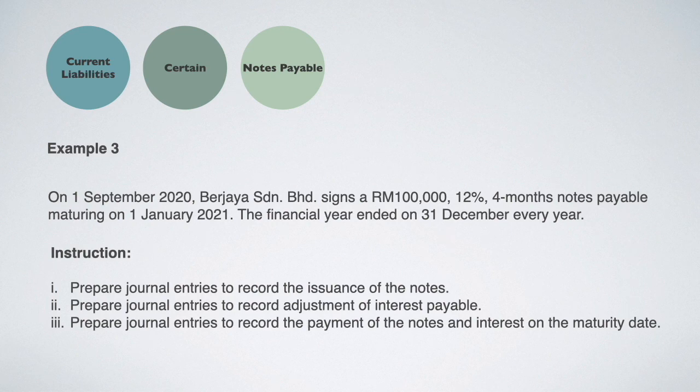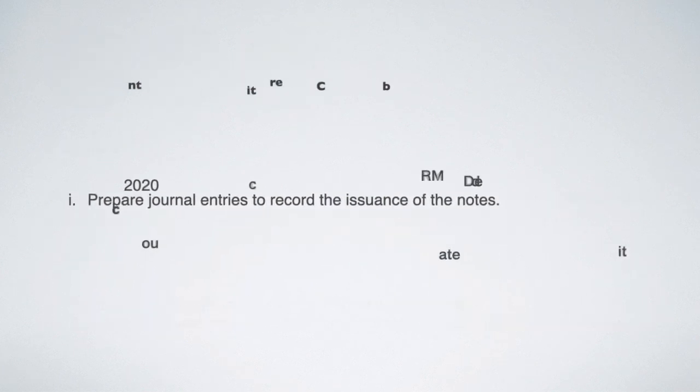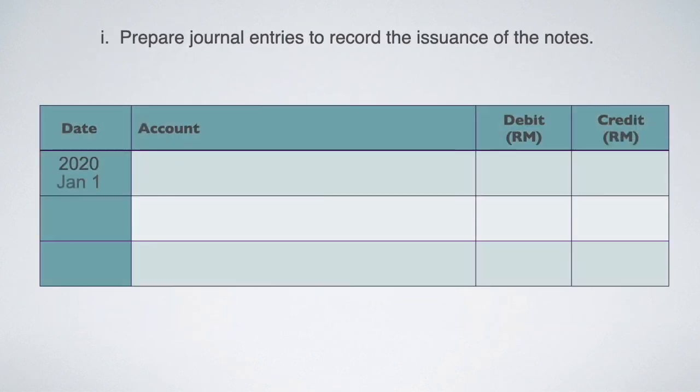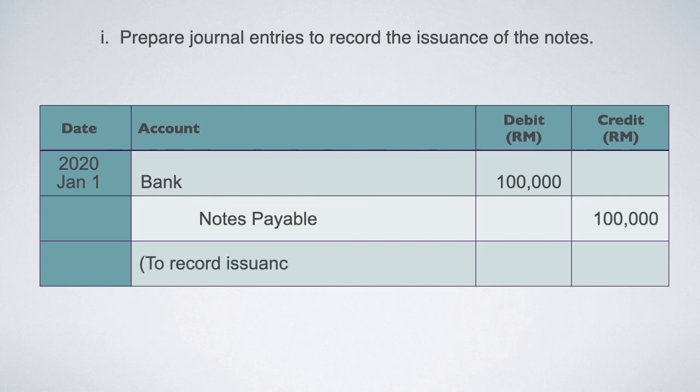Right. So we will first issue it. First we record the issuance of the notes. Okay, when we receive the money, we debit bank. The amount is 100,000, and notes payable of 100,000 appears. We start owing that person on the 1st of January.